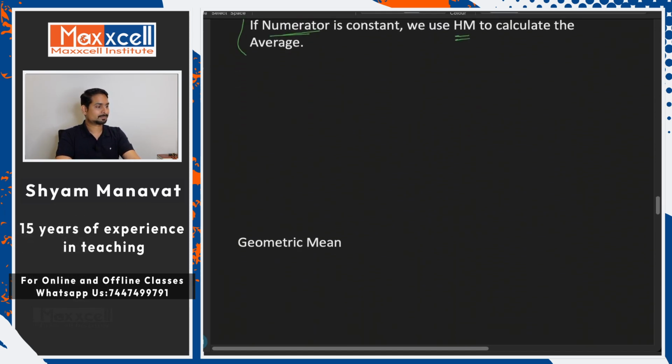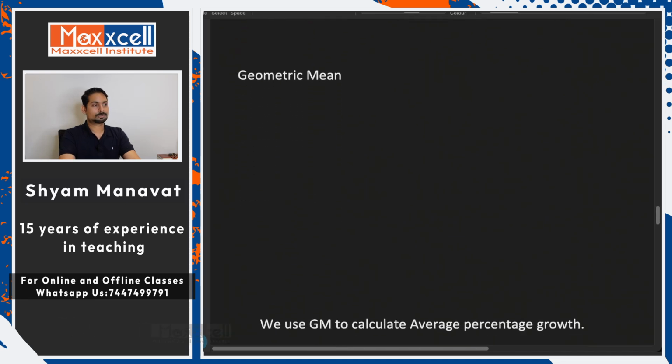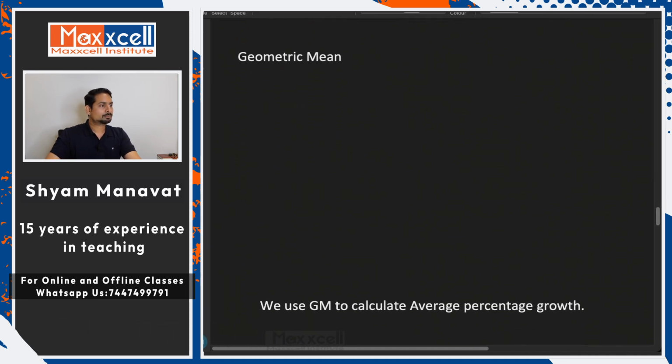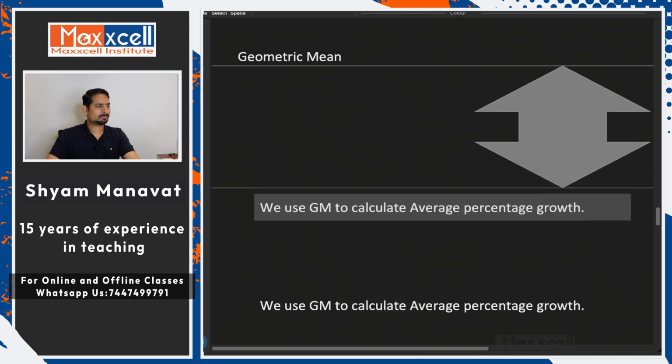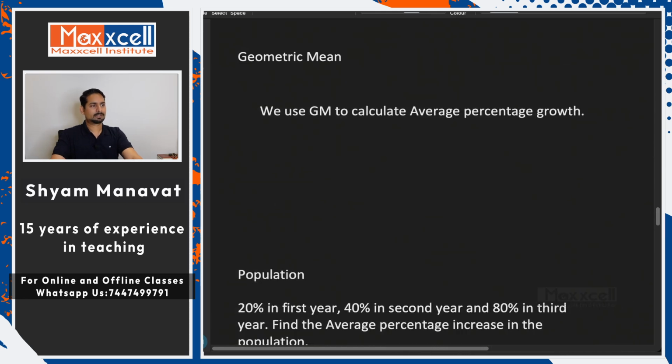Next we have geometric mean. Now geometric mean has a very specific, very particular situation. Wherever you see average percentage growth, there is no need for derived or fundamental units. Simple. If you see average percentage growth, you just use geometric mean.